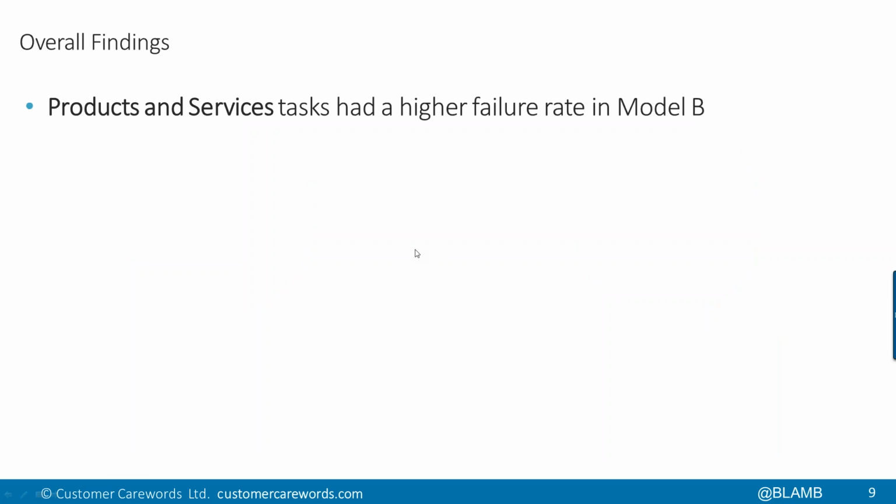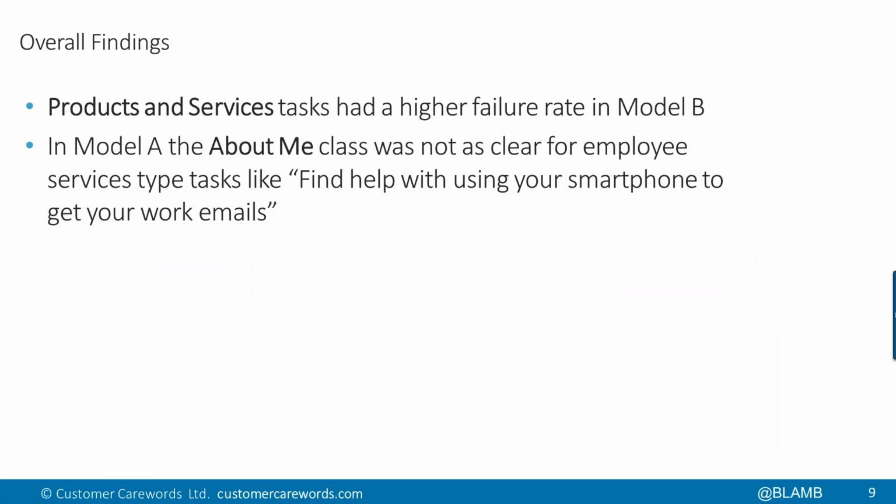We pore over the results and we produce two key overall findings. Firstly, that products and services tasks had a higher failure rate in Model B. Secondly, in Model A, the About Me class was not as clear for employee service type tasks like find help using your smartphone to get your work emails. I'll explain those findings further.